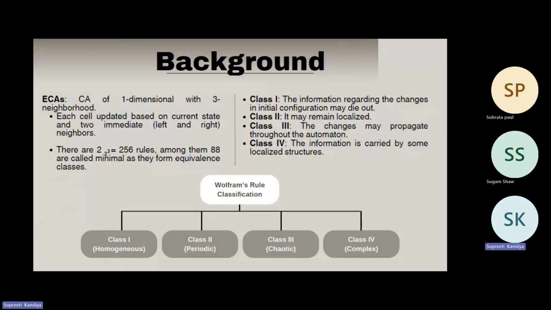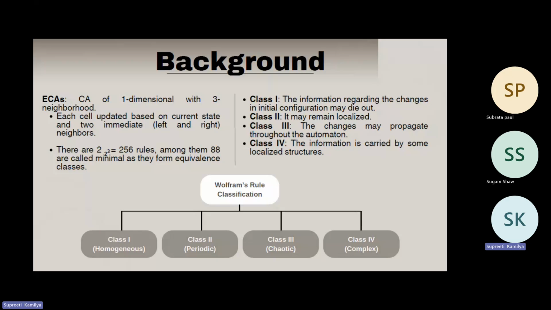four types of class rules. Class 1 is where all initial configurations converge to a fixed homogeneous state. Class 2 is the initial configuration converging to more than one fixed state, and separated periodic regions are produced here. Class 3 is such CAs produce chaotic patterns, and class 4 would be exhibiting behavior intermediate between periodic and chaotic. Such a CA would produce complex patterns.